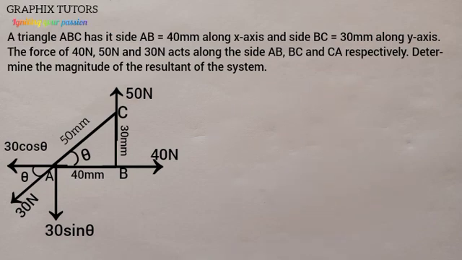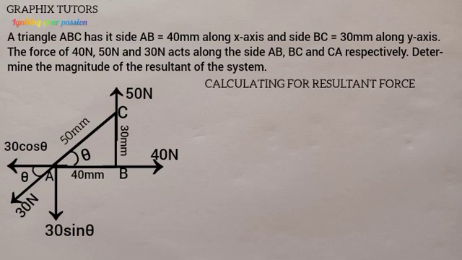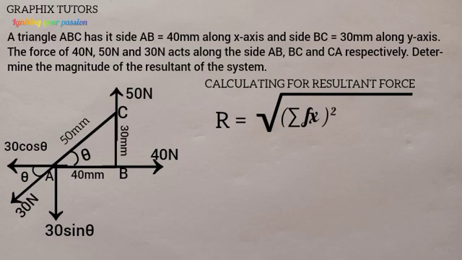And what is the needful? We are told to calculate the resultant of the system. Now recall, the resultant R rule is giving us the square root of the summation of Fx all square plus the summation of Fy all square. I'm going to term it equation 1.